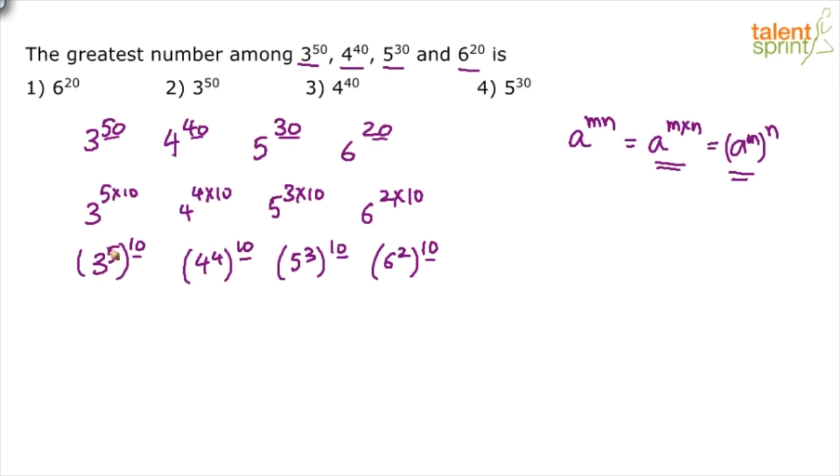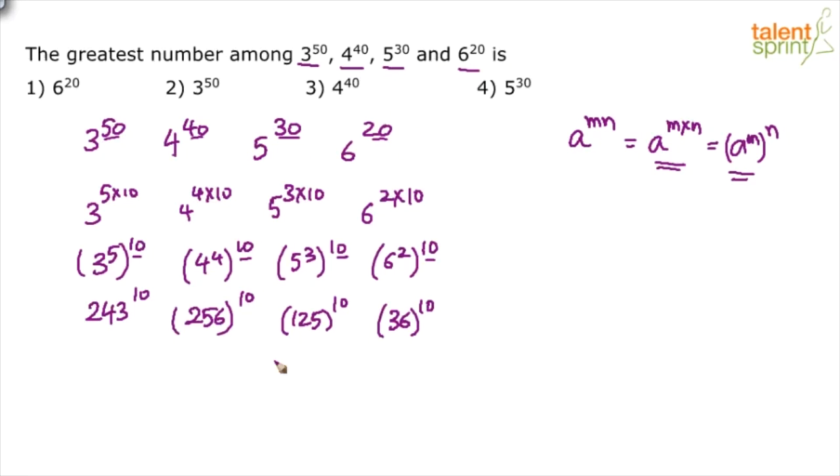I mean, 3 power 5 you can do. 4 power 4, 5 cube, 6 square are easy to solve, right? What is 3 power 5? 3 power 5 will be 81 into 3, which is 243. So this is 243 power 10. 4 power 4, how much is 4 power 4? 4 squared is 16, 16 into 16 is 256. Yes or no? 4 power 4 is 256. So 256 power 10, 5 cube is 125 and 6 square is 36.